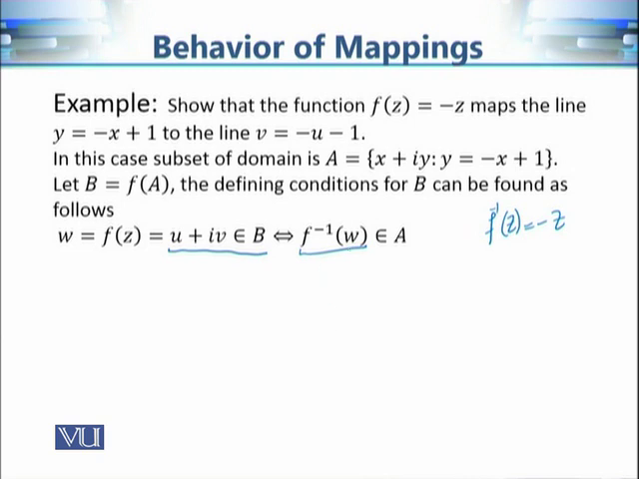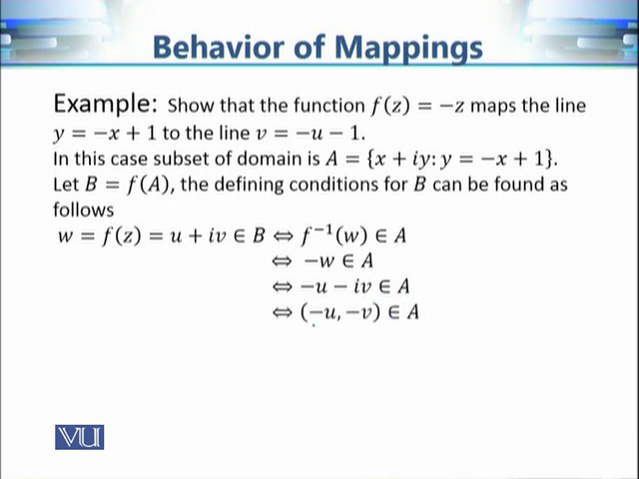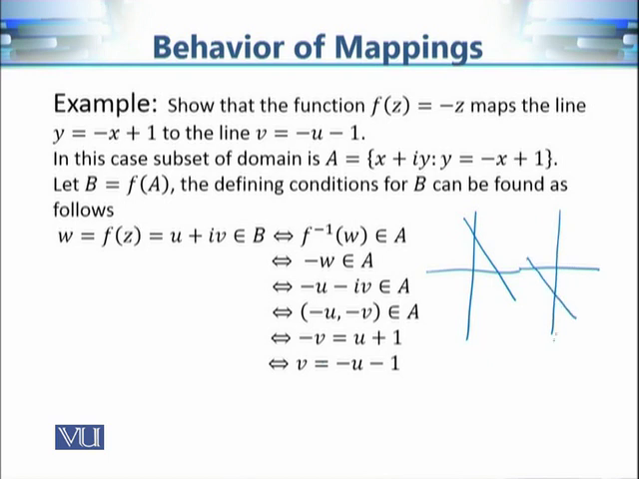So f inverse of w is minus w, and from here we have minus u plus minus iota v, which belongs to A. This says that minus u minus v belongs to A, and using the condition we know that a point belongs to A if the y coordinate is equal to minus the x coordinate plus 1. In other words, we have the condition that minus v should be equal to u plus 1. So from here we can observe that given a line in the z plane, which is this set A, the image in the w plane is another line, which is this line.